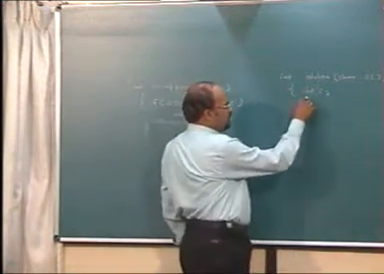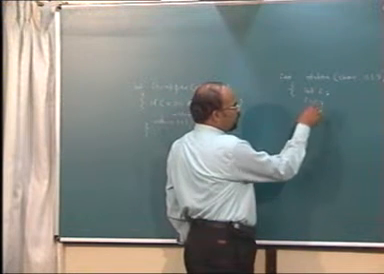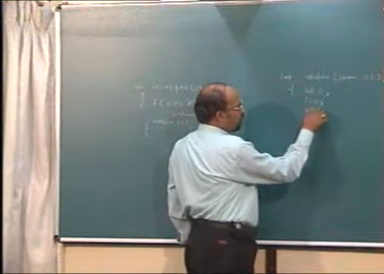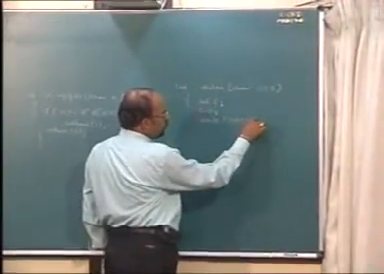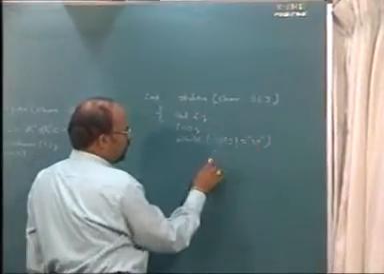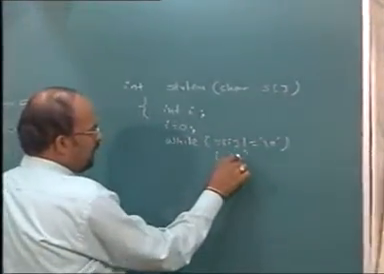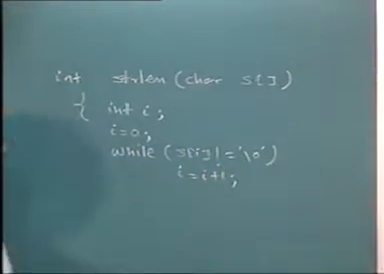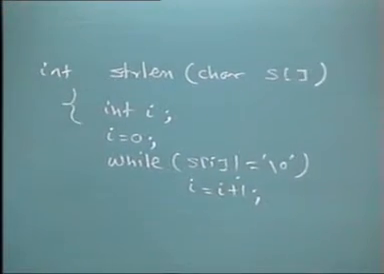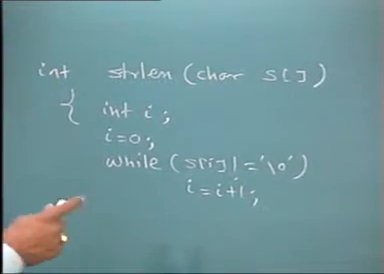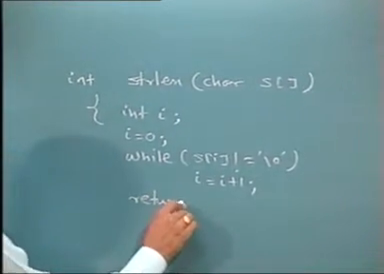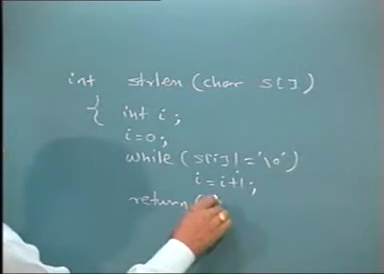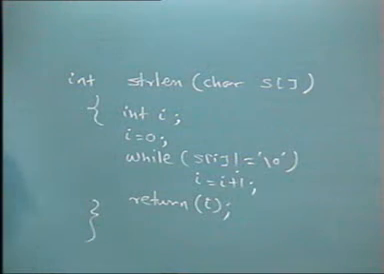We will start with saying I equal to 0, and while s of I is not equal to \0, we will go on incrementing I equal to I plus 1. When we reach the position of \0, that position itself is the length, we will return I. Function strlen.